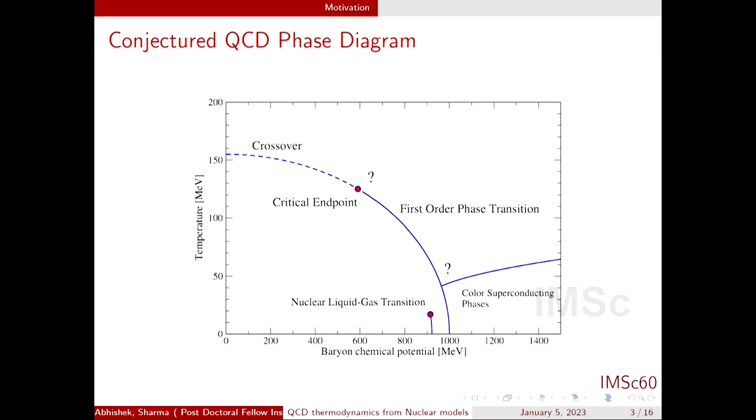As we move towards higher baryon density, we expect that the transition should change from crossover to a first order phase transition. However, we do not know where this line lies. We do not know where the critical endpoint lies, at what baryon density.